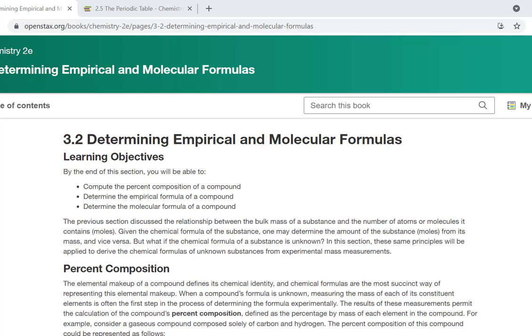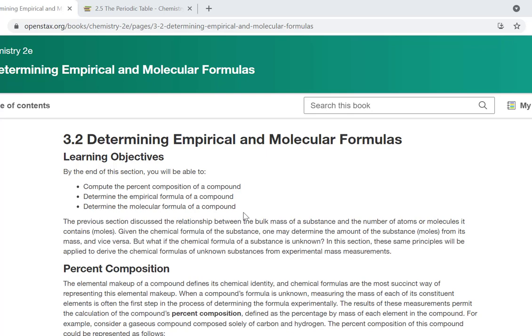Hello everyone. We are going to look at section 3.2, determining empirical and molecular formulas. The learning objectives for this section, first of all, compute the percent composition of a compound. Secondly, determine the empirical formula of a compound. And then finally, determine the molecular formula of a compound.